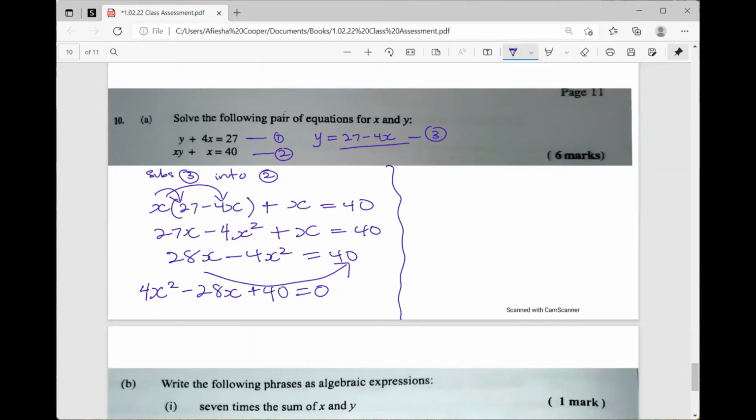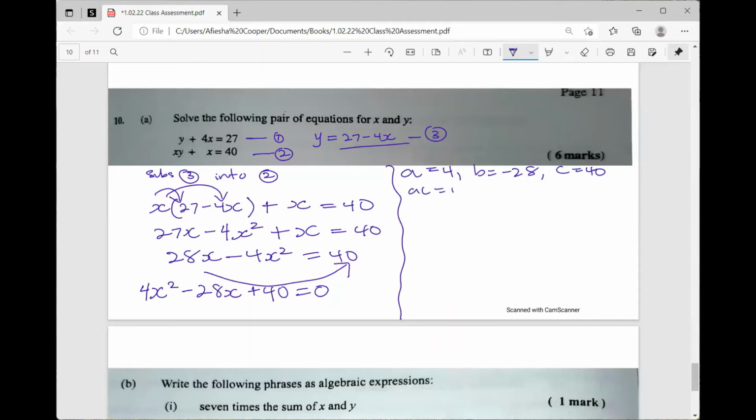If you had the A as minus 4, you just have to take your time and factorize it. You should get the same answer if you do it correctly. So what's next, y'all? We do the ABC thing now. A is equal to 4, B is equal to negative 28, C is equal to 40.